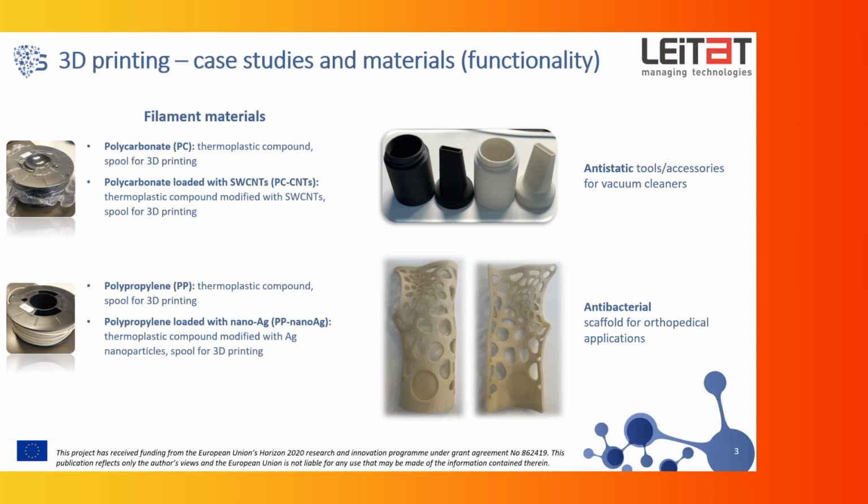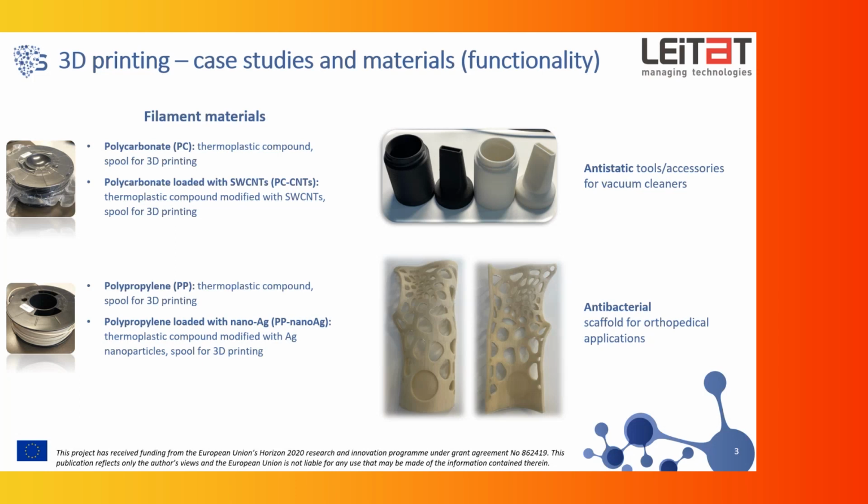So here we have the case study materials. Basically, what we have is the filament that we use as a feedstock to do the 3D printing. And we have two families of materials. Here we have the polycarbonate-based filaments that are loaded with single wall carbon nanotubes to give anti-static properties, with the application being accessories for vacuum cleaners. And then we have another material, which is the polypropylene thermoplastic compound that is loaded with silver nanoparticles for antibacterial properties for orthopedic applications.